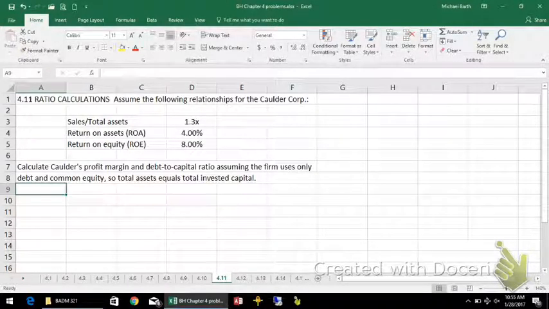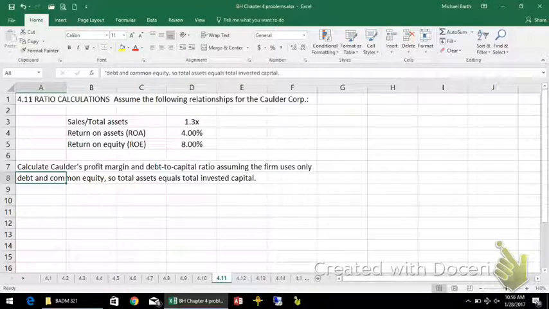This is problem 4.11 from Brigham and Houston, Chapter 4, Fundamentals of Financial Management, Concise, 9th edition. Given a bunch of information, you're asked to calculate the net profit margin and the debt to capital ratio. The debt to capital will be debt divided by debt plus equity, or liabilities and equity. Since the firm only uses debt and common equity, so total assets equal total invested capital, a tortured way of saying what's the debt ratio.